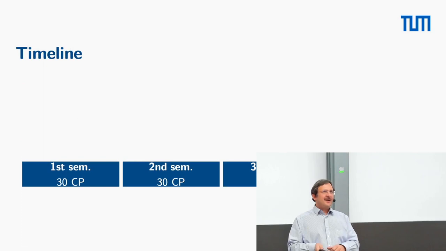Now, all the master's programs are usually designed for 4 semesters. So that means you take about 30 credits each semester. That means you'll earn a total of 120 credits for your master's program.